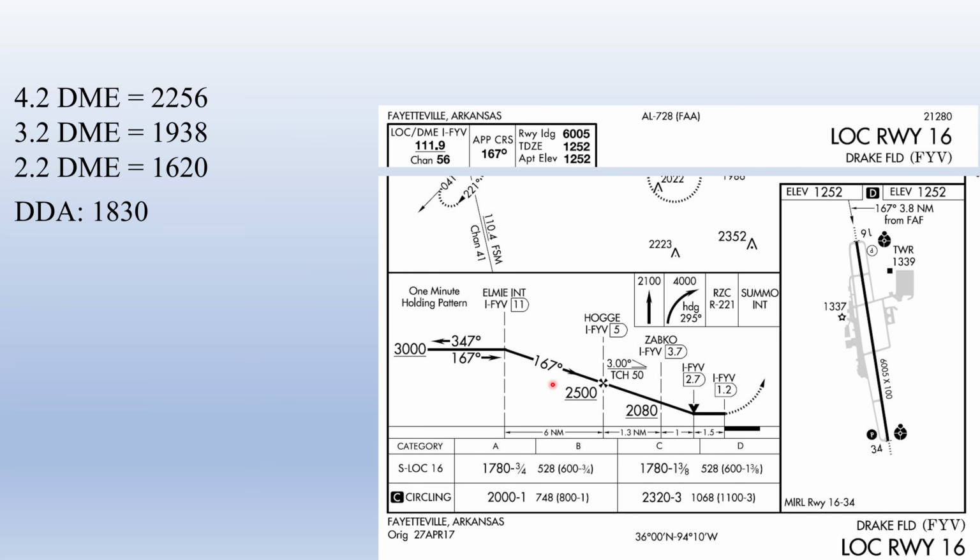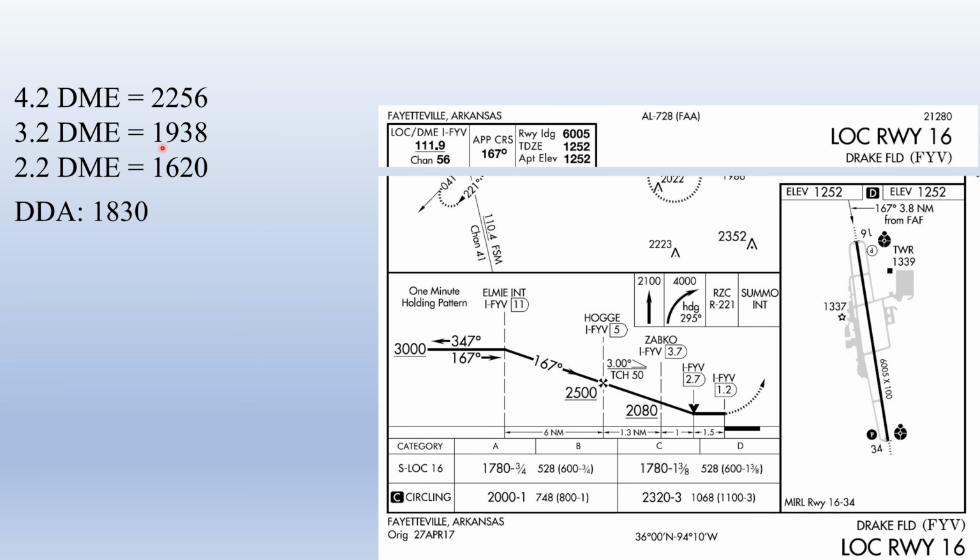So I will fly to my final approach fix, which is HOG intersection, identified with 5 DME from the localizer. And I will start my targeted descent at that point at about 400 feet per minute in the 172. Then when I get to 4.2 DME, I'll take a look at my altimeter, and I should be around 2256. If I'm up around 2350, then I know I'm a little high and I need to increase my rate of descent. If I'm down around 2100 feet, I'm a little low and I need to decrease my rate of descent. So I'll make that adjustment, and then I'll check again at 3.2 DME.